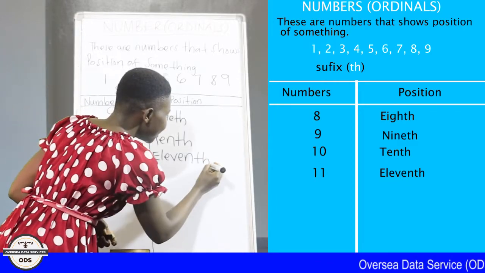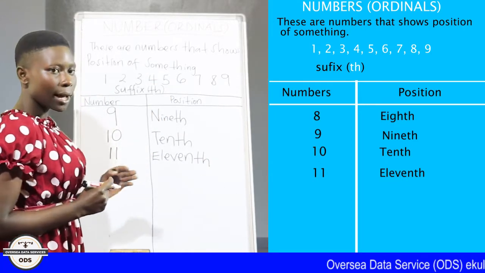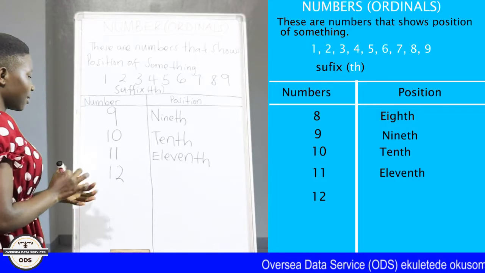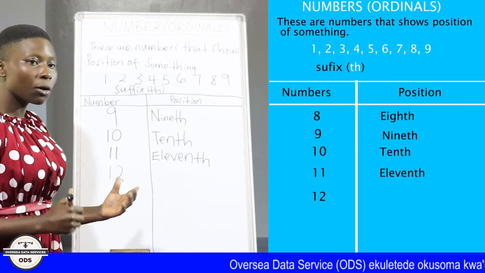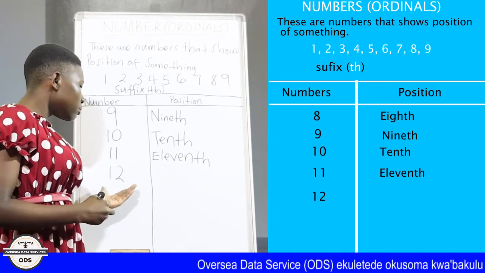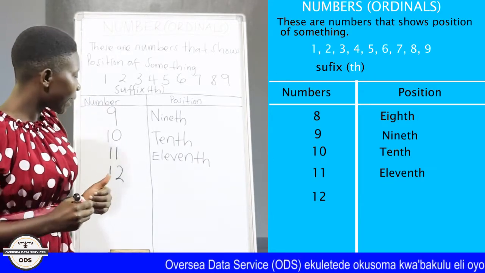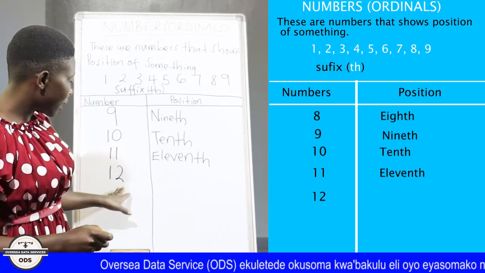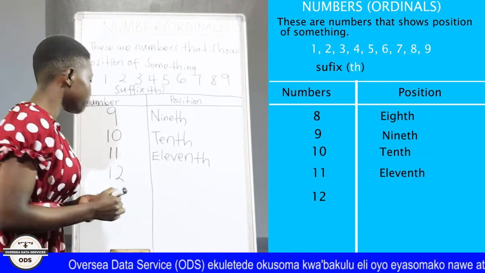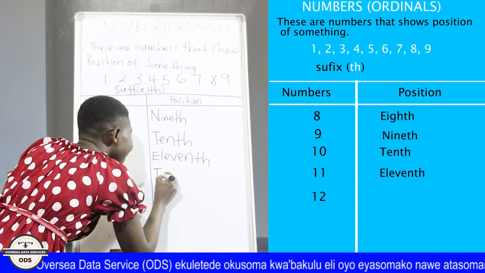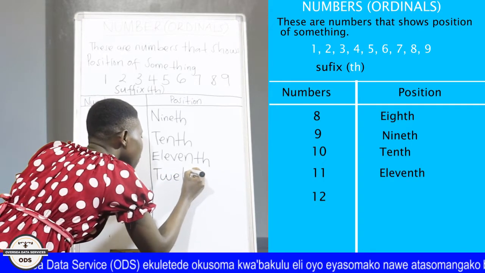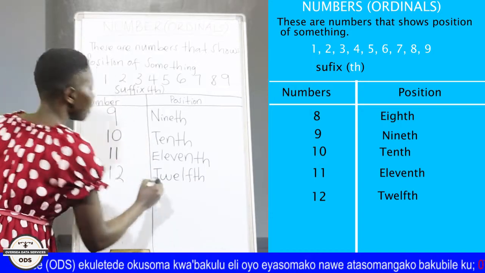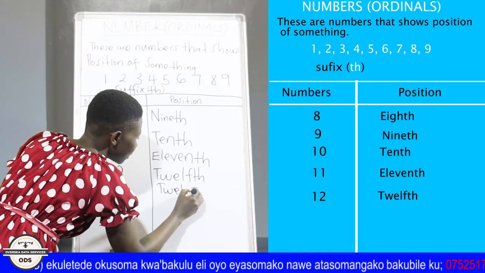Let us continue. We have 11, and after 11 we go to 12. How do we position 12? We say it is 12. Okay, now how do we position 12? Now here, don't write 12 like this. 12 in quantity is like this.